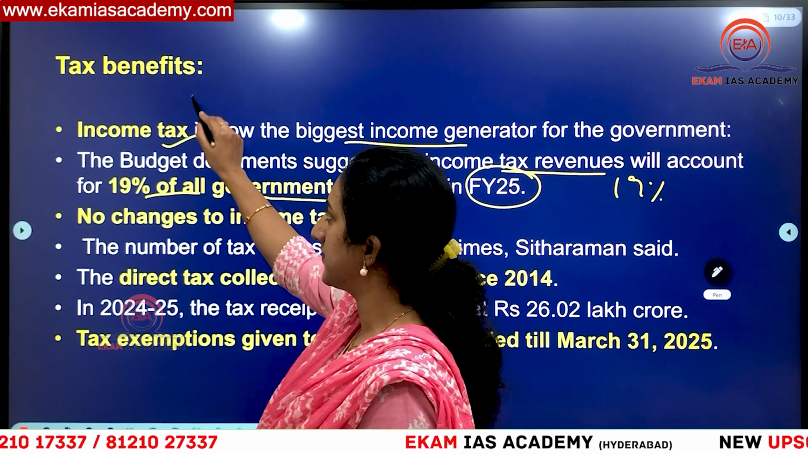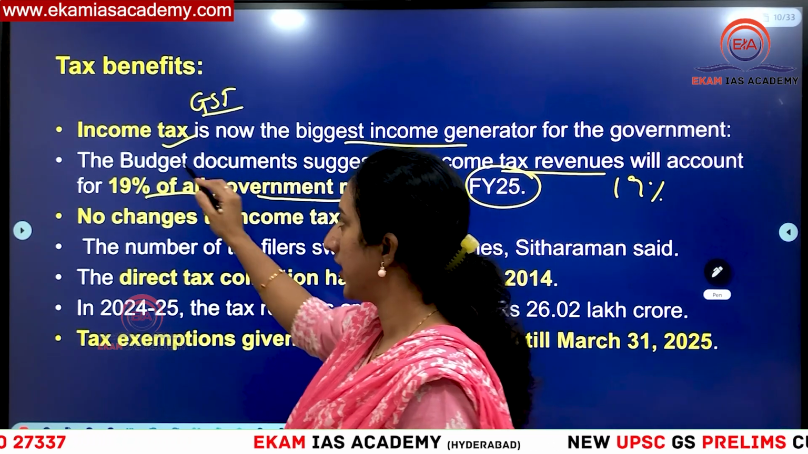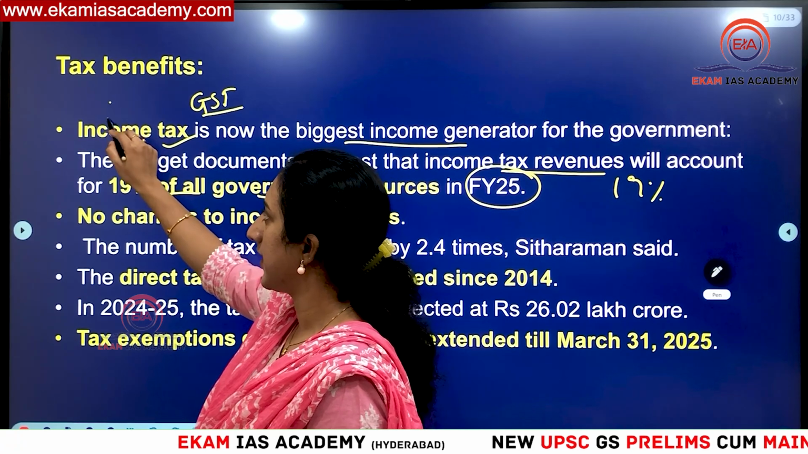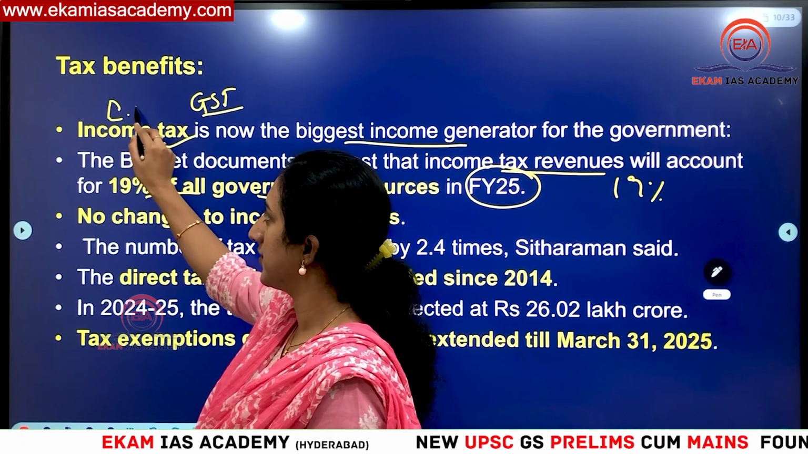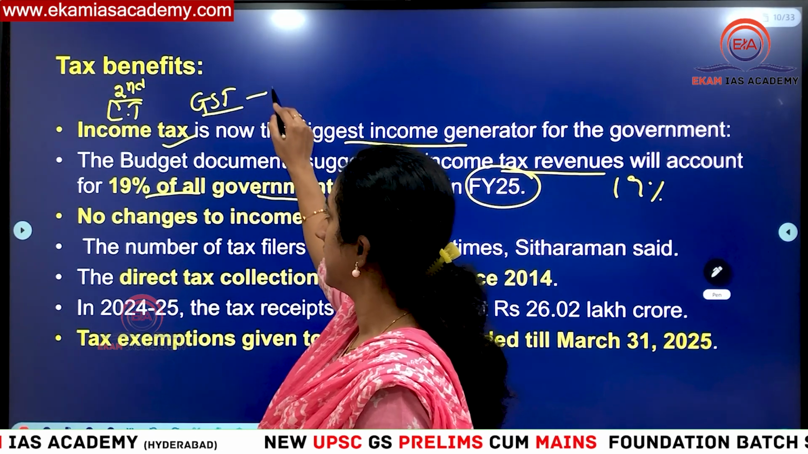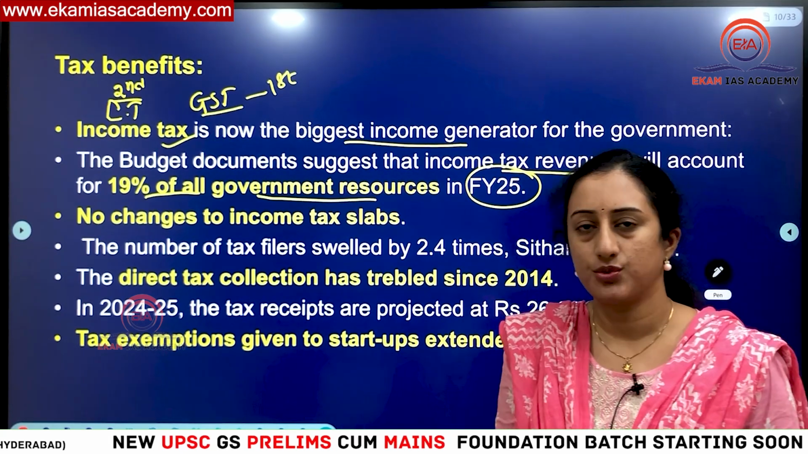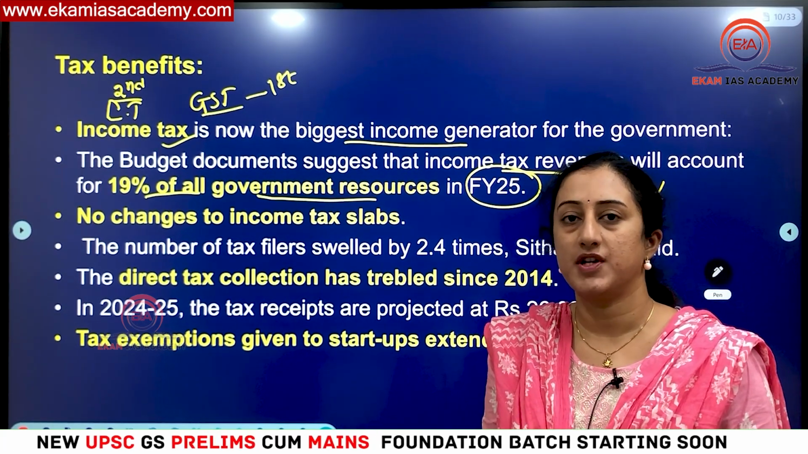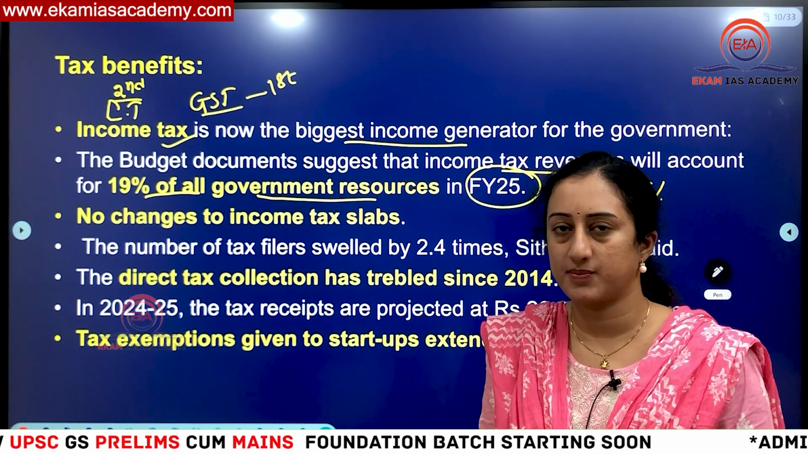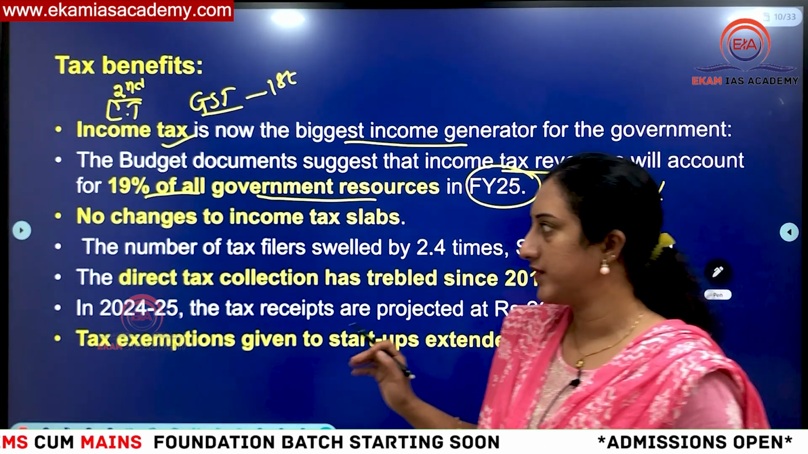The next highest is GST, among indirect taxes. It is the first one in indirect taxes, and in direct taxes, corporation tax takes the second place. So you should know how every rupee comes to the government of India and how the government is spending every rupee, on what sectors it is spending more and what sectors it is earning more. These are the things you need to know.